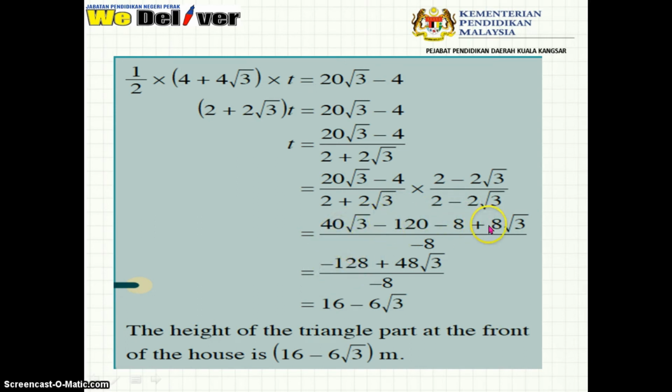40 surd 3 plus 8 surd 3, with the similar surd, so add up becomes 48 surd 3 divided by negative 8. So simplify, negative 128 divided by negative 8 is 16. 48 surd 3 divided by negative 8 becomes negative 6 surd 3. So the height of the triangle at the front of the house is 16 minus 6 surd 3 meter.